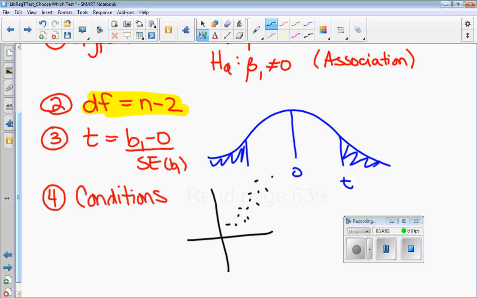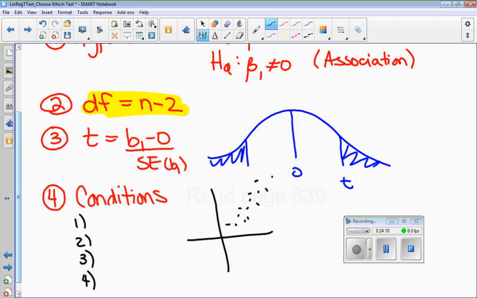And what was the last condition? Read it for me. Okay, so what does that mean? Response. Is that your X or your Y? Your Y variable is going to be normally distributed. Okay, so there are 4 conditions.